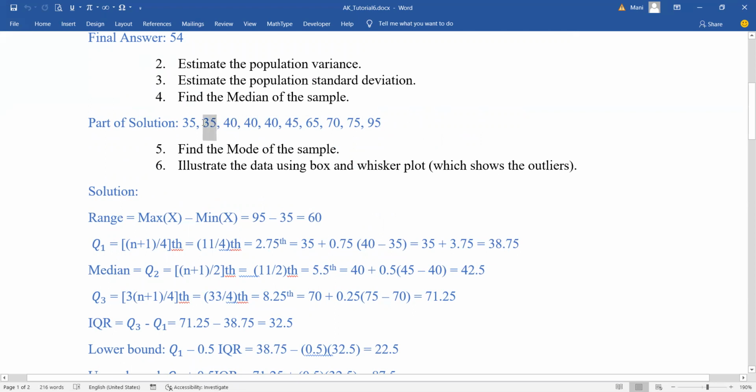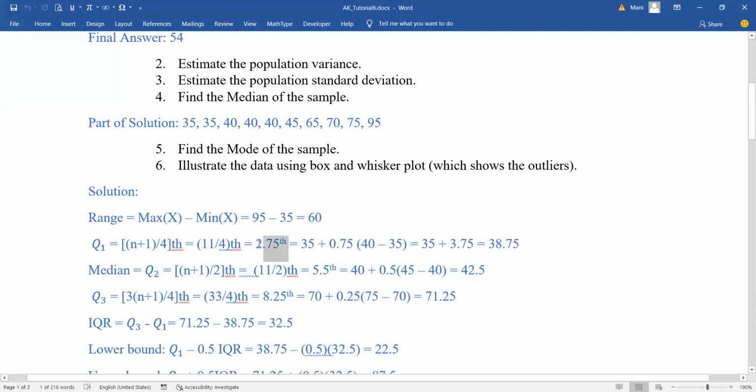So first write the smaller number, 35, plus the difference between these two, 40 minus 35, multiplied by 75%. Why 75%? Because after our decimal point, here we have 75. That's how I can accurately calculate it. So we are going to use the same method in the exam.